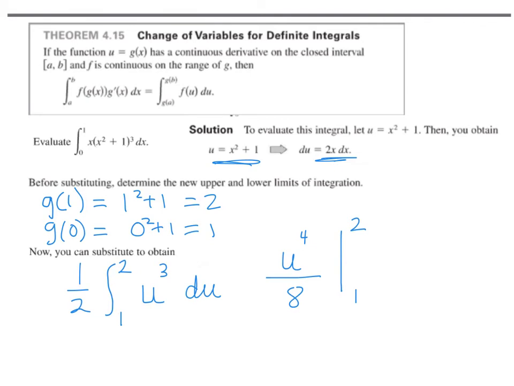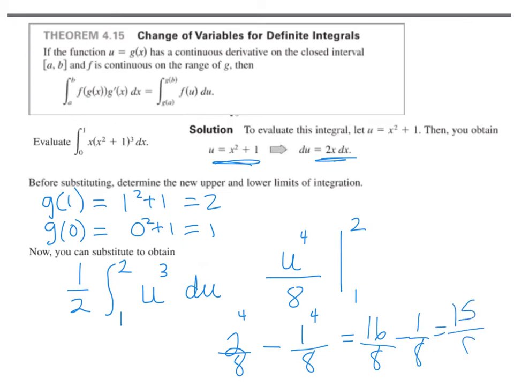So this is going to get me 2 to the fourth over 8 minus 1 to the fourth over 8, which is 16 over 8 minus 1 over 8, which is 15/8.